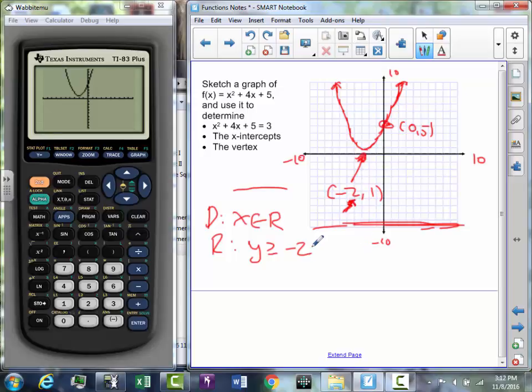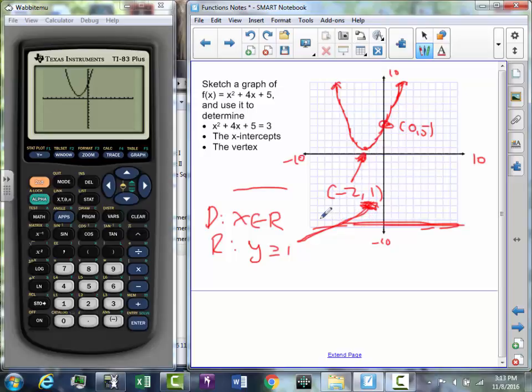Oh no, I did that wrong. Sorry. Y has to be greater than or equal to 1. I screwed this up. It's because of this 1 right here. Sorry if I screwed you up there. Okay. Why does that have to be bigger than that 1? Well, that 1 is the lowest this thing ever gets down to.